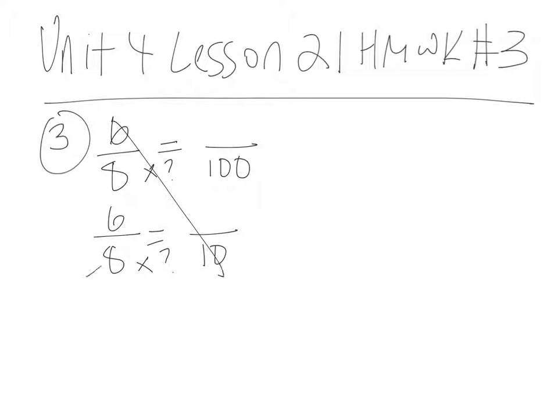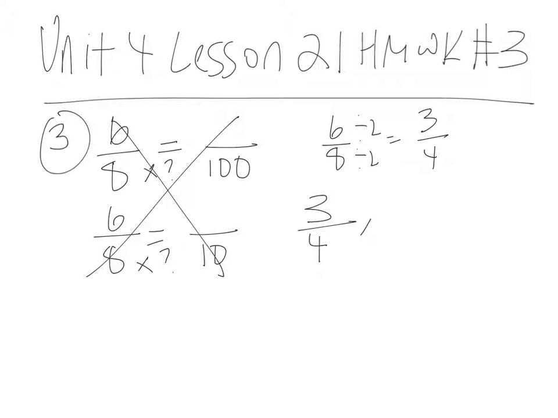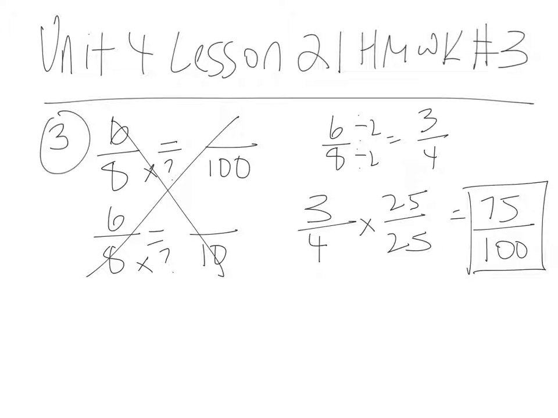So this won't work. But what will work is to take 6/8 and simplify it, or reduce it, to 3/4. If you do that, you can do times 25, top and bottom, because 4 times 25 is 100. 3 times 25 is 75, and now you have 75 hundredths, which as a decimal you would write as 0.75.